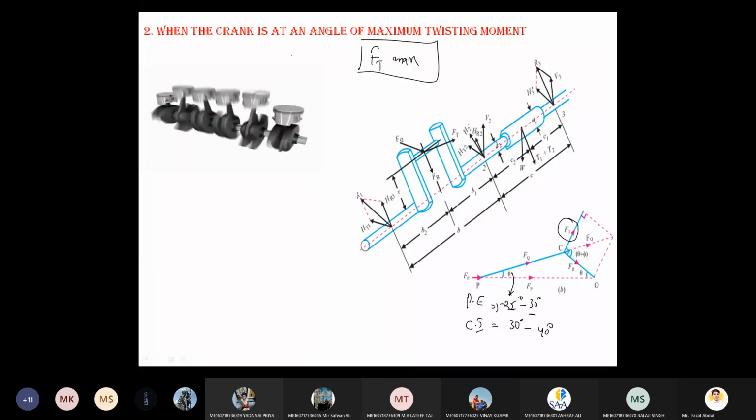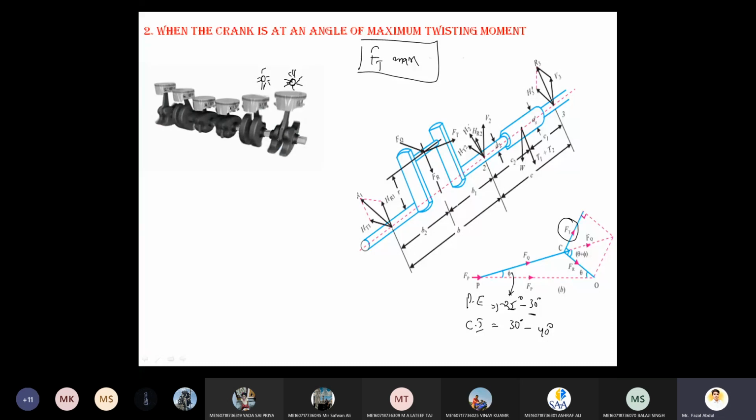Now see here, due to the burning action of the gases, a force is created on the piston surface. That force is transmitted through the connecting rod to the crankshaft, and we are considering it at the angle of maximum twisting moment.